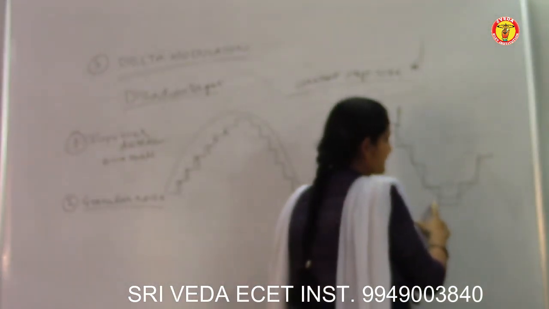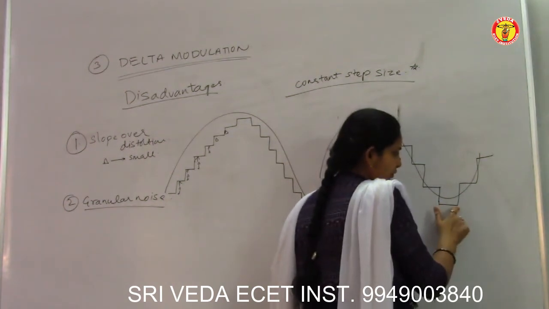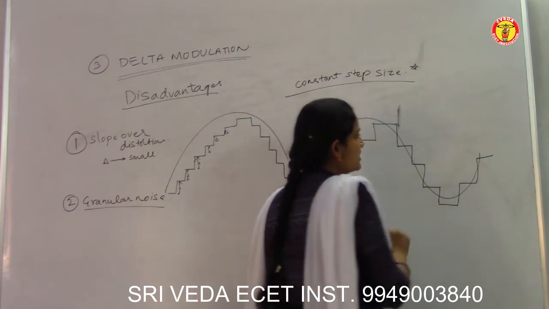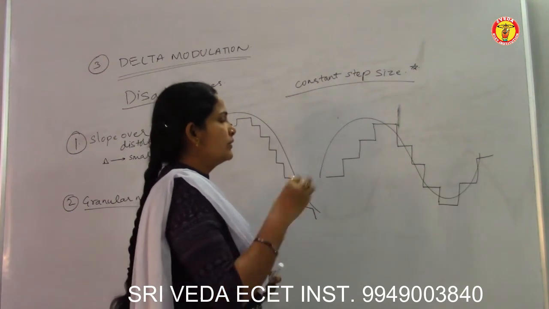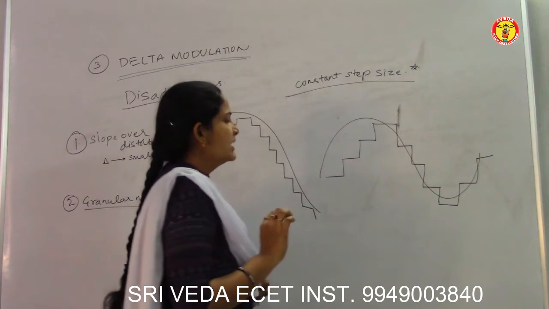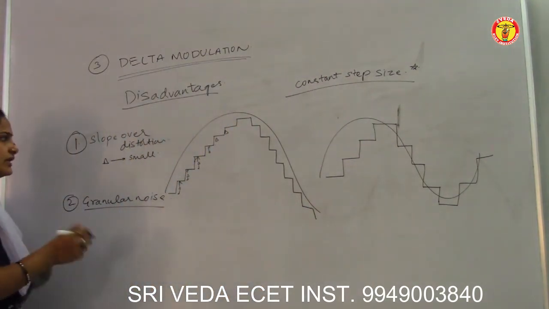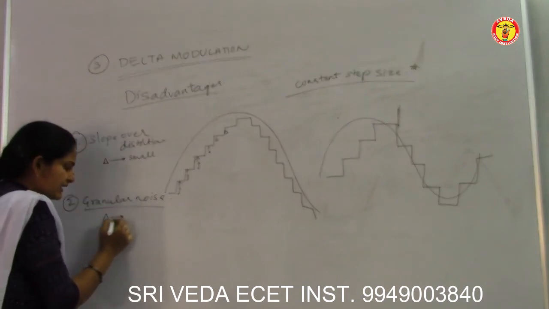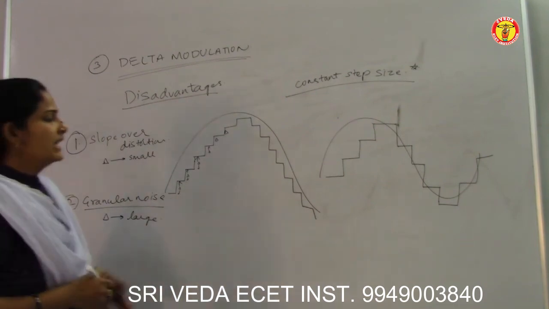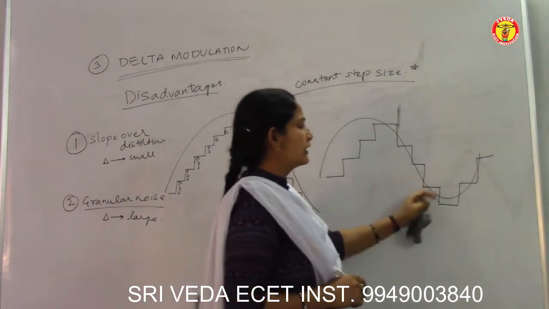what is happening here? Even though the signal is flat here, I am getting an output of 0 here. So I am not able to follow the variations in this analog signal properly. This type of distortion is known as granular distortion or granular noise, which is observed because this delta is very large. In both cases, my staircase is not following the slope or the variations of the input signal.